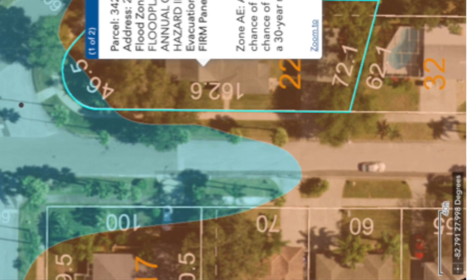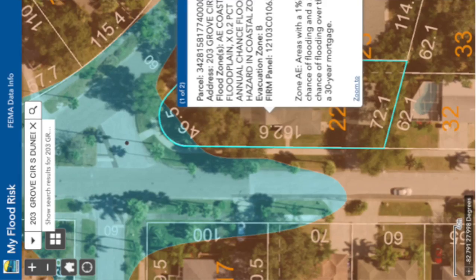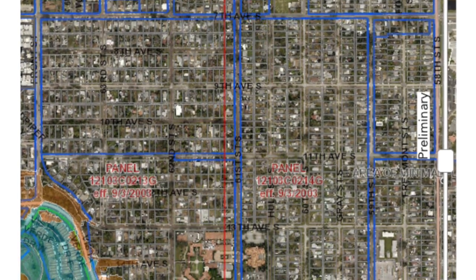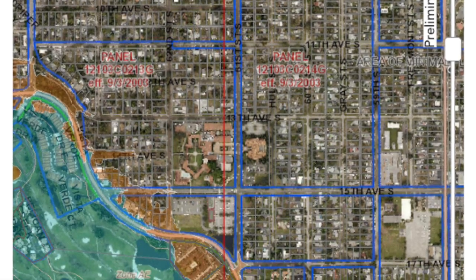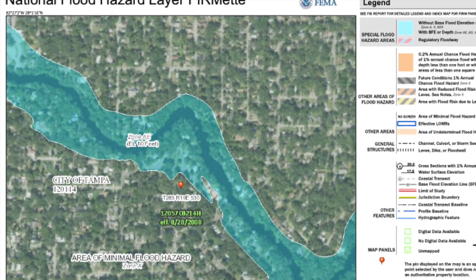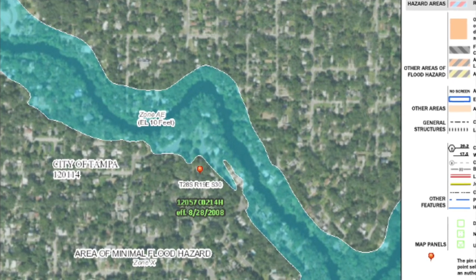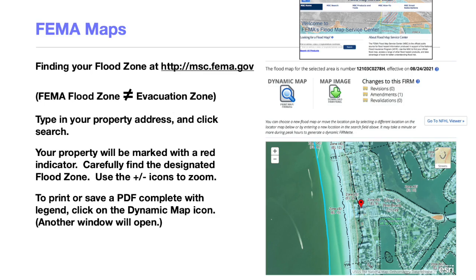The FEMA maps were recently updated using LiDAR technology. This is when an airplane flies over land and light pulses are beamed down to the surface and bounce back up to a satellite. And the resulting information is turned into a 3D map, which is a lot more detailed than we had in the past.